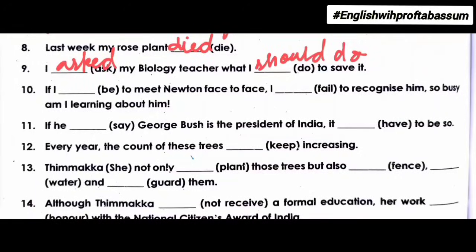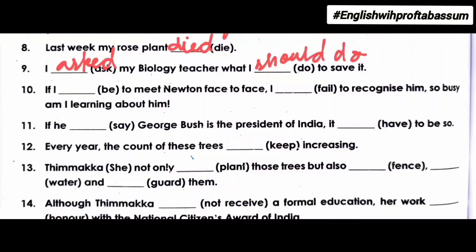Next question. If I dash to meet Newton face to face, I dash to recognize him. So busy am I learning about him. So for the first blank, the bracket word is be. So it is a rule that if in the question you get if, then it is a second conditional. So the rule is that after if in second conditional, we use past tense. So in be form, the past tense is was or were, but with I we use were.